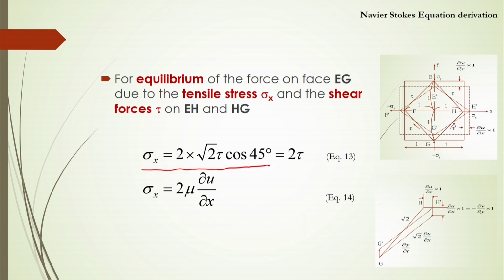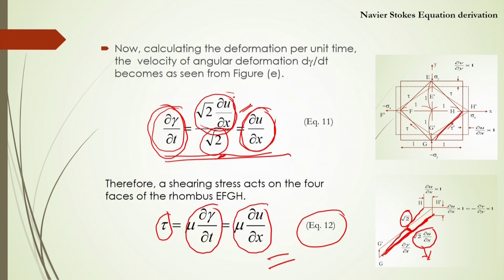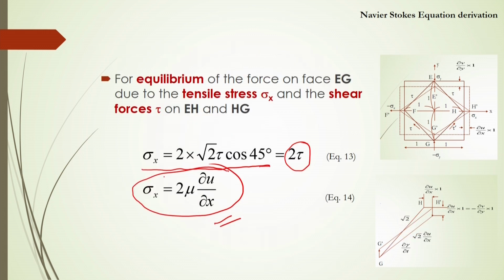Sigma x will be the representation of this equilibrium tensile stress. This tensile stress in the x direction will be equal to 2 into root over 2 tau cos 45 degree as per geometry. Here it will come as 2 tau. So sigma x will be equal to 2 mu into dou u dou x. This is your tensile stress. So we got the shear stress as mu into dou u dou x, whereas this tensile stress is 2 into mu into dou u dou x, that will be 2 times this shear stress.